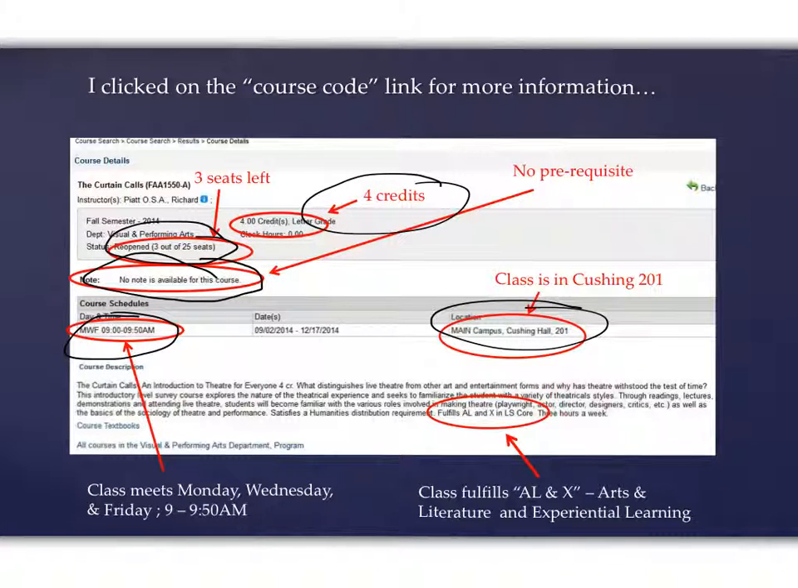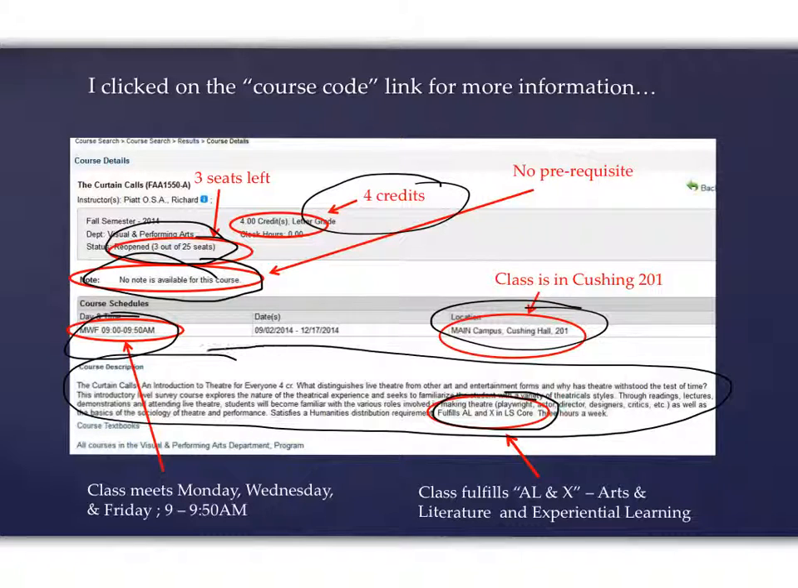In our last video, we learned about the general education requirements. It's abbreviated, but at the very end of the description, it'll always note whether it fulfills a core requirement. Here we can see if it fulfills A, L, and X, which is Arts and Literature and Experiential Learning. Finally, take a moment to look at the course description in order to determine if it's something that you might be interested in pursuing further.